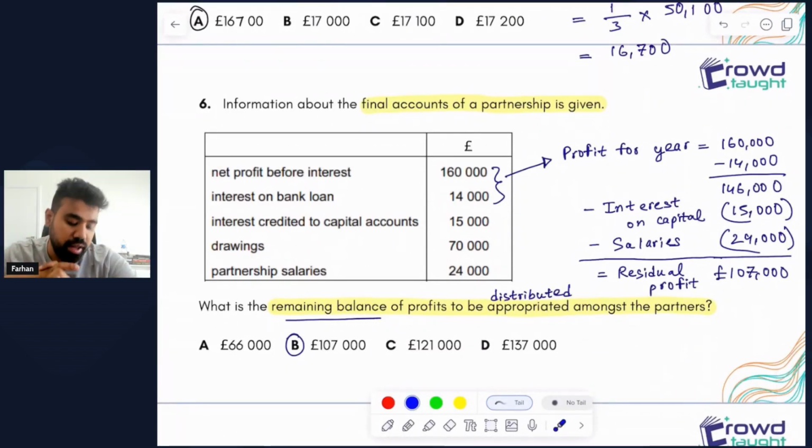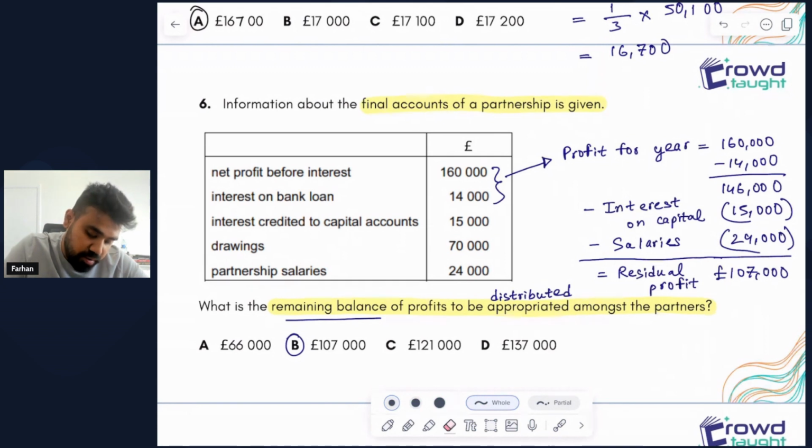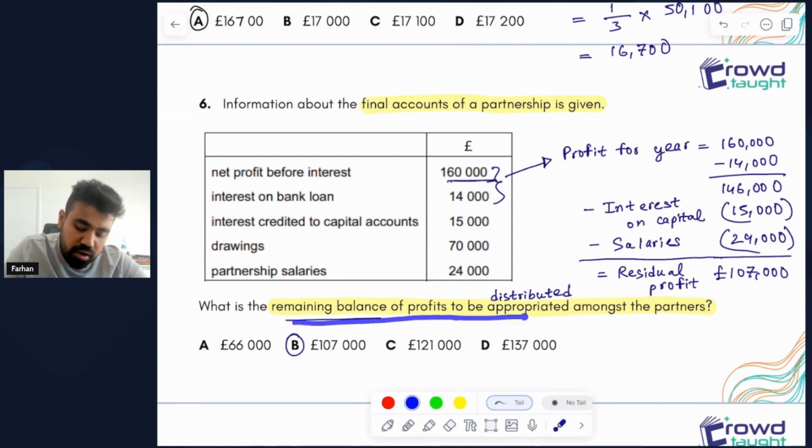Information about the final accounts of a partnership is given. As you can see within this table, we are given the net profit before interest, which is £160,000. Then we have the interest on bank loan, which is £14,000. We also have been provided with the interest on capital accounts of 15,000, drawings and the salaries. The question is asking, what is the remaining balance of profits to be distributed or appropriated amongst the partners?